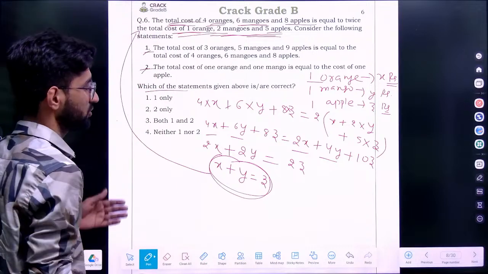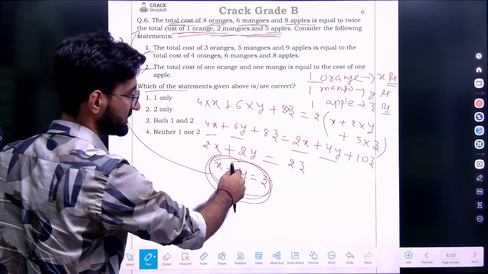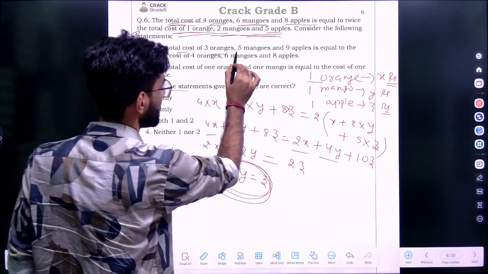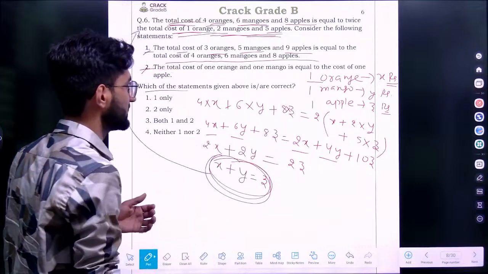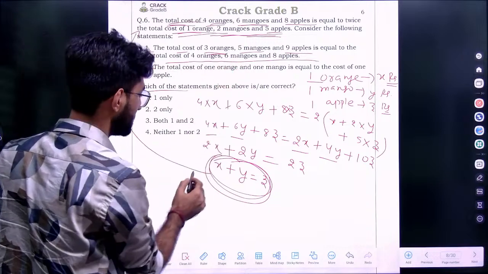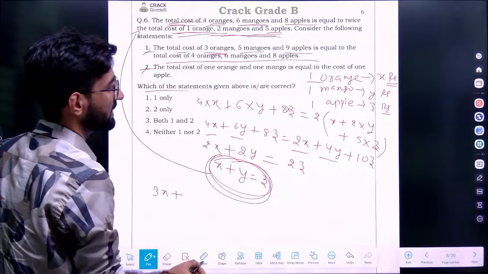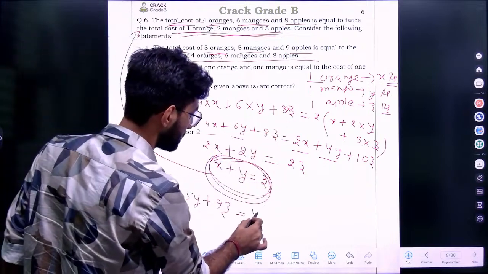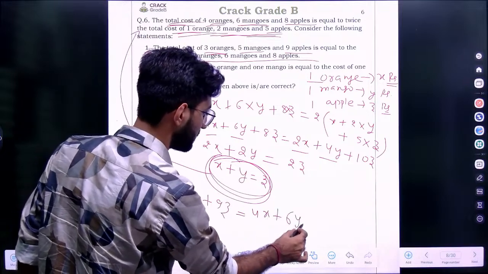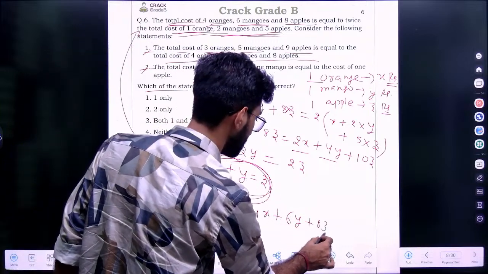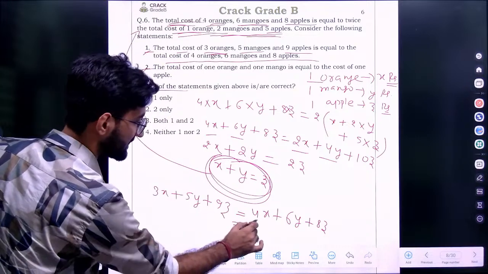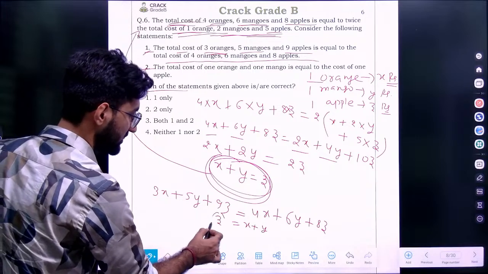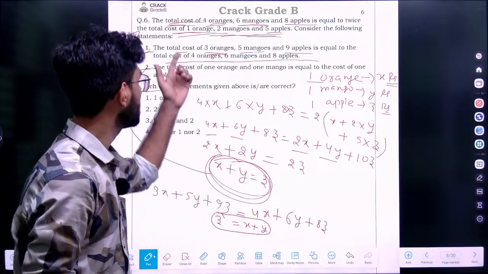Now let us look at the two statements. We have got x plus y equal to z, where x is the cost of 1 orange, y is the cost of 1 mango and z is the cost of 1 apple. Now it is given that the total cost of 3 oranges, 5 mangoes and 9 apples is equal to the total cost of 4 oranges, 6 mangoes and 8 apples. So 3x plus 5y plus 9z is equal to 4x plus 6y plus 8z. We can write 4x minus 3x is x, 6y minus 5y is y, 9z minus 8z is z. So we got from statement 2 that z equals x plus y, and we already know that x plus y equals z.